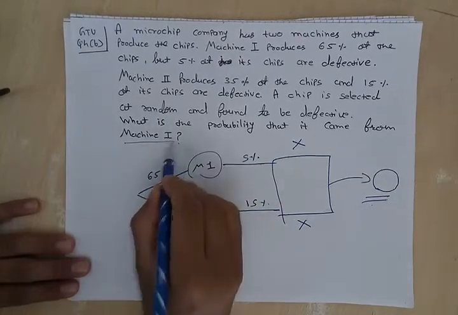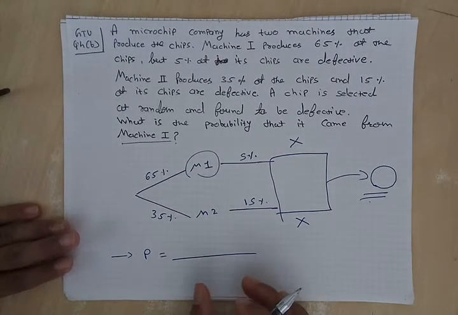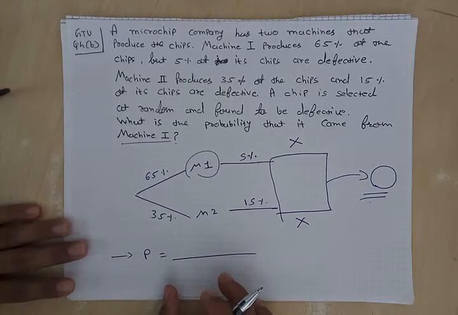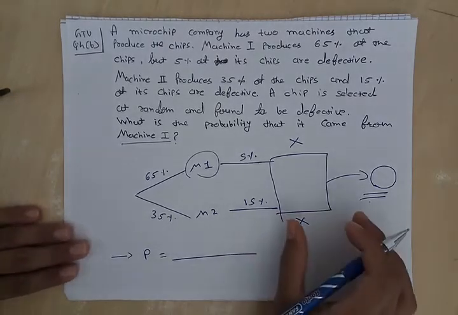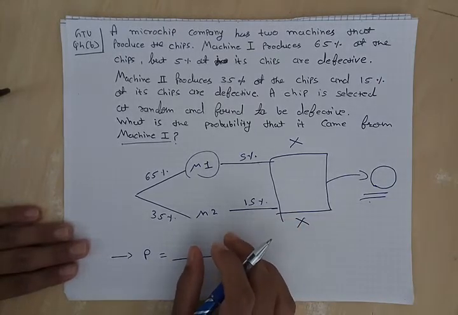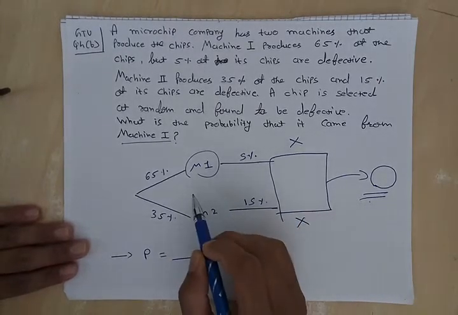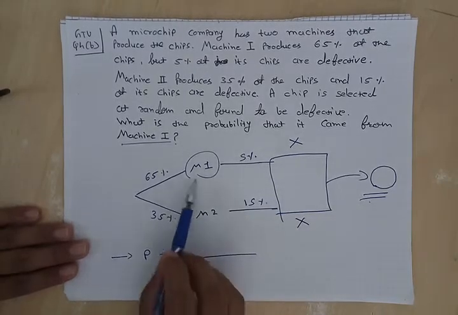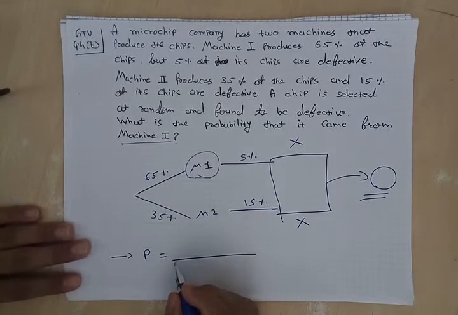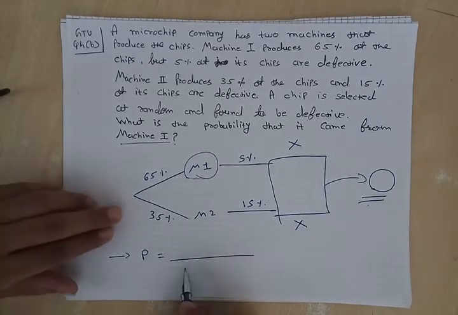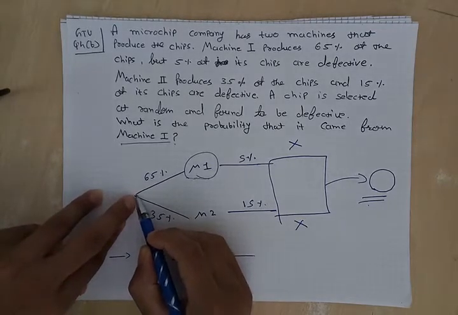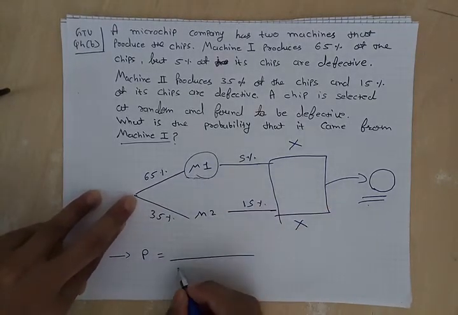machine 1. So in the denominator we will write the total ways through which a chip can be defective, and in the numerator we will write the total ways a chip that is defective came from machine 1. So how many ways can a chip be defective? So let us say it has come from machine 1.